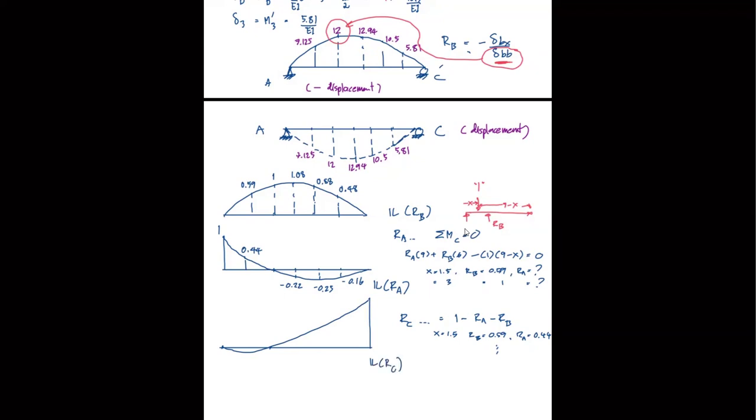Okay. And here is minus 0.031. And here is 0.14. Here is 0.38. And here is 0.67.